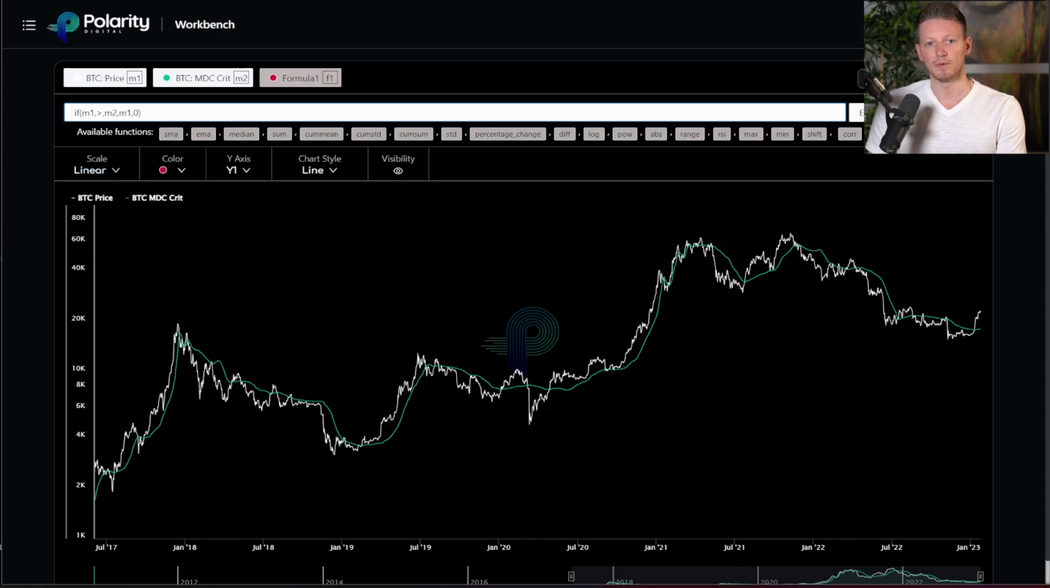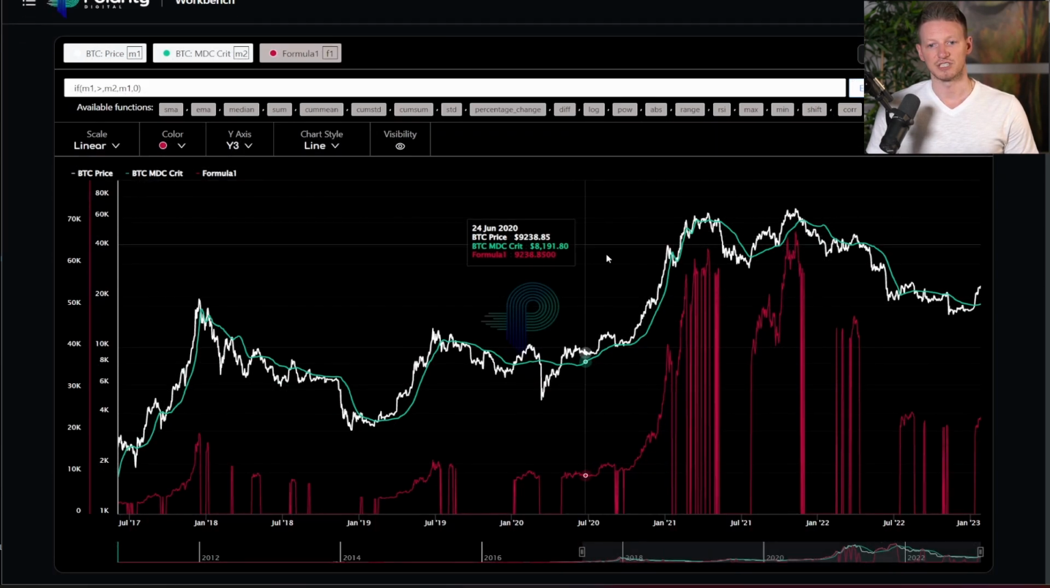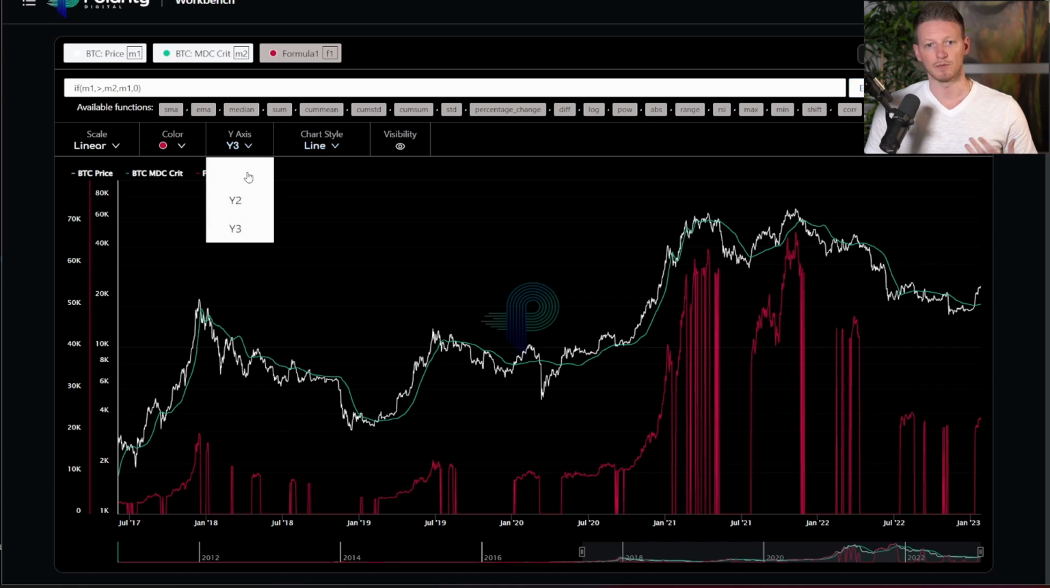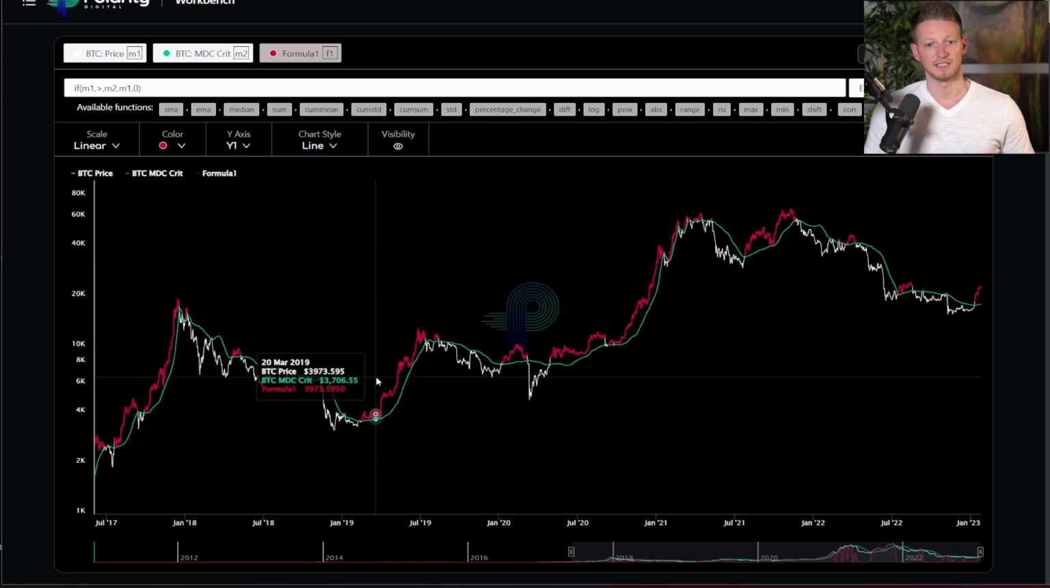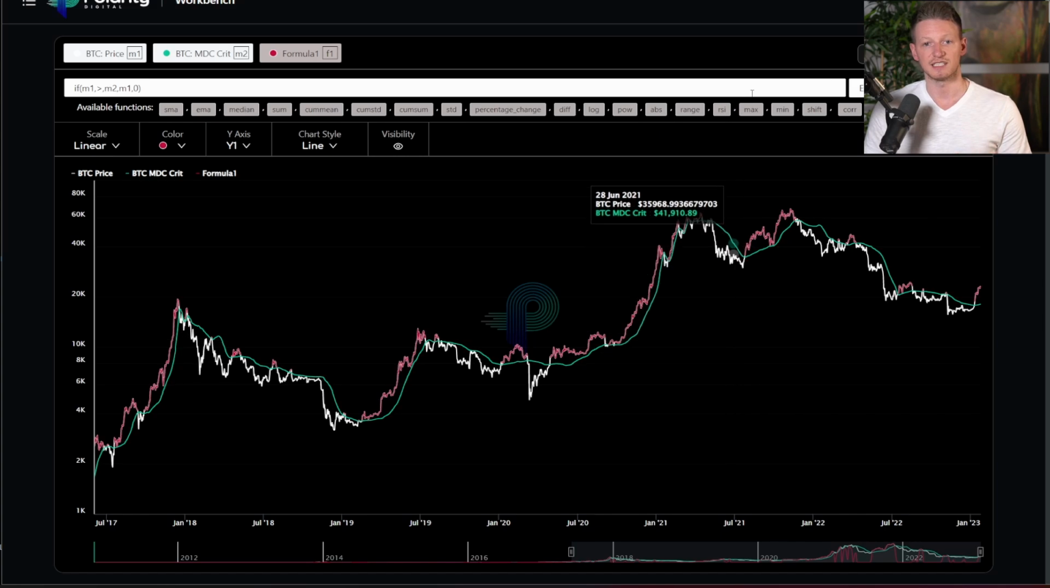So in this case, we want to know if M1, remember that's metric 1, is greater than M2, which is the MDC or the market direction classifier. Just tell us what M1 is, and if it's not, give us a 0. Okay? So we'll just evaluate and draw. And you'll see now that we've added that, and we're going to add it like we always do to the same axis. So now they're all on Y1. Now we have a visual representation of when the price of Bitcoin is above the MDC, and that indicates to us that there's a strong chance of an uptrend.